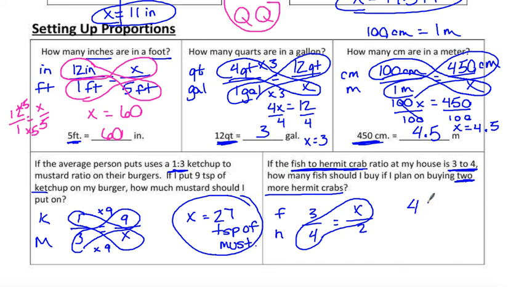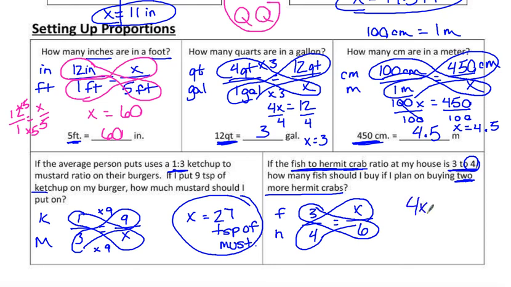So this is 4x. And then 3 times 2, which is 6. And then you can divide. Oh, wait. There's something else. Erase. This should be a 6, because she's buying 2 more than she already has, and she has 4. So this is 6. My mistake.